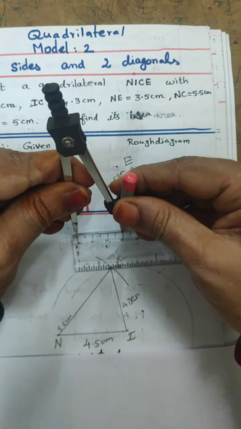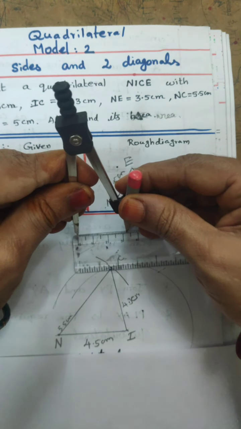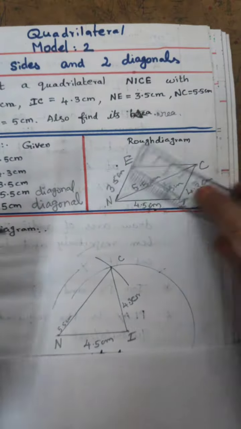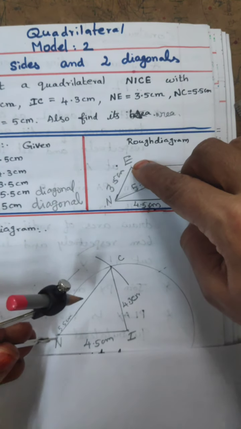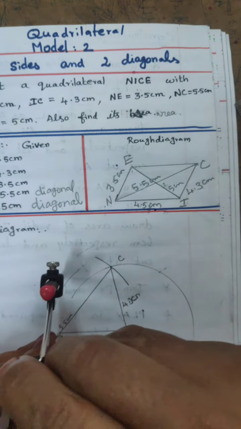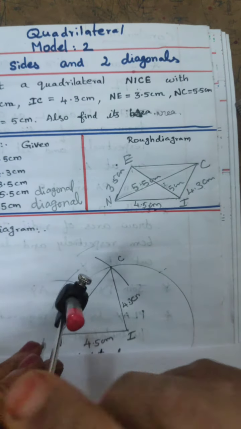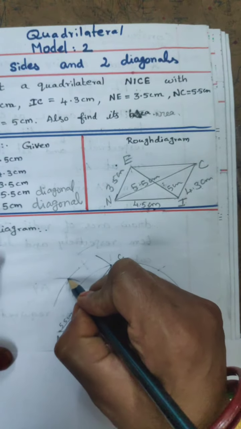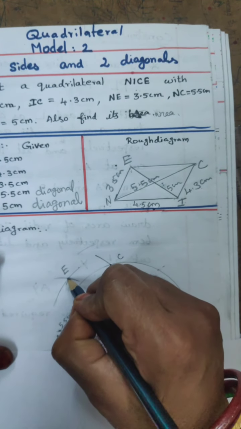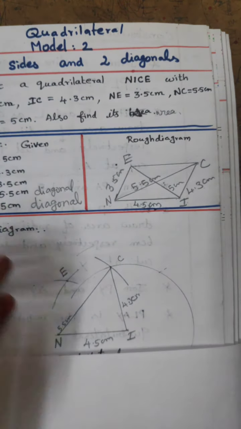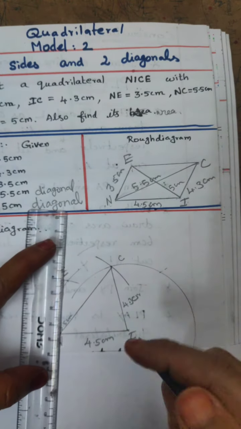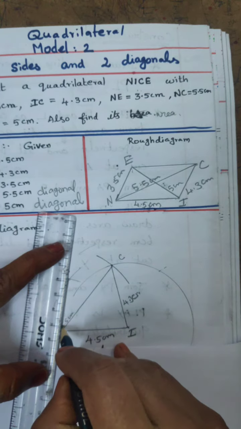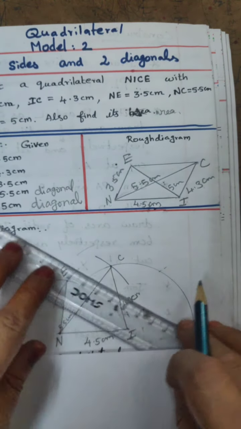0 to 3. After 3: 3.1, 3.2, 3.3, 3.4, 3.5. Here you measure 3.5. Which place do you cut the arc? Keep at N point and cut the arc. The meeting point of these two arcs is what point? E point. Press the pencil on the dot and write E. Now you join NE. Next IE.